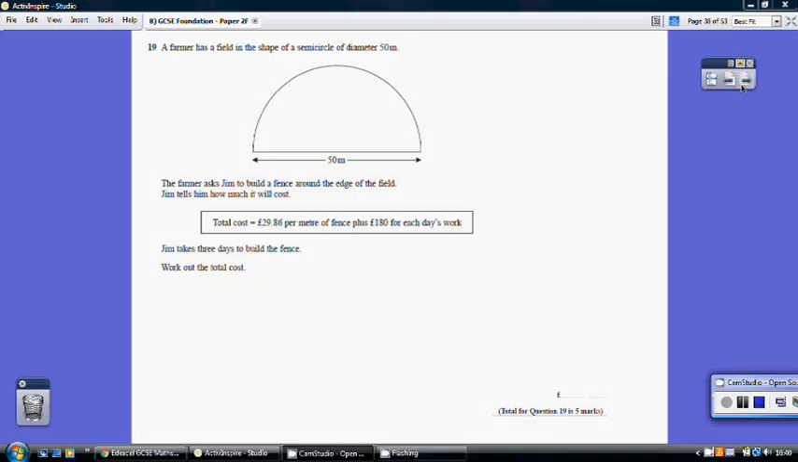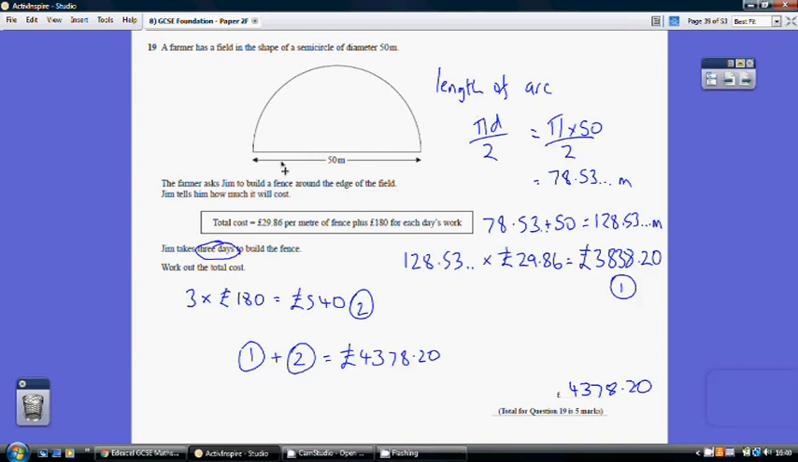Question 19. So let's start off by working out the length of this curved length of fencing. If it was a whole circumference, a whole circle, the length would be pi times the diameter, but I just want half a circle's worth, so that's pi times diameter divided by 2. Now the diameter is 50, so that's pi times 50 over 2, which means I need 78.53 meters to do that curve length.